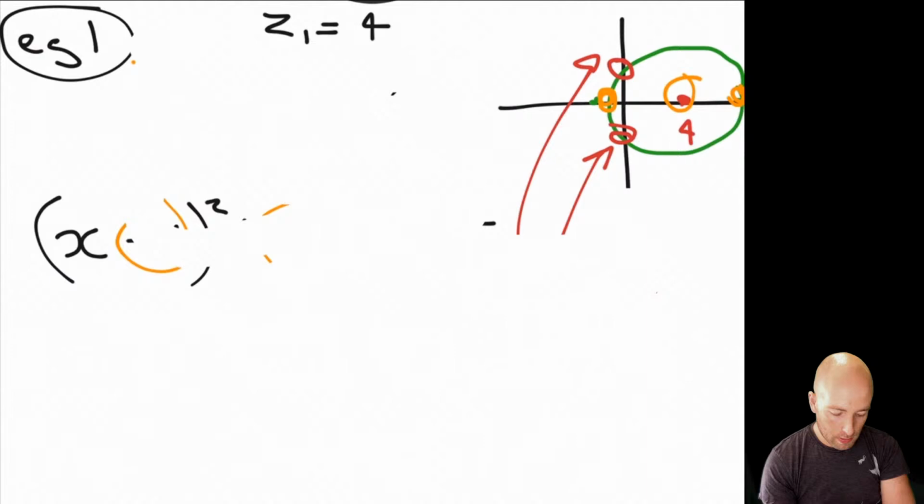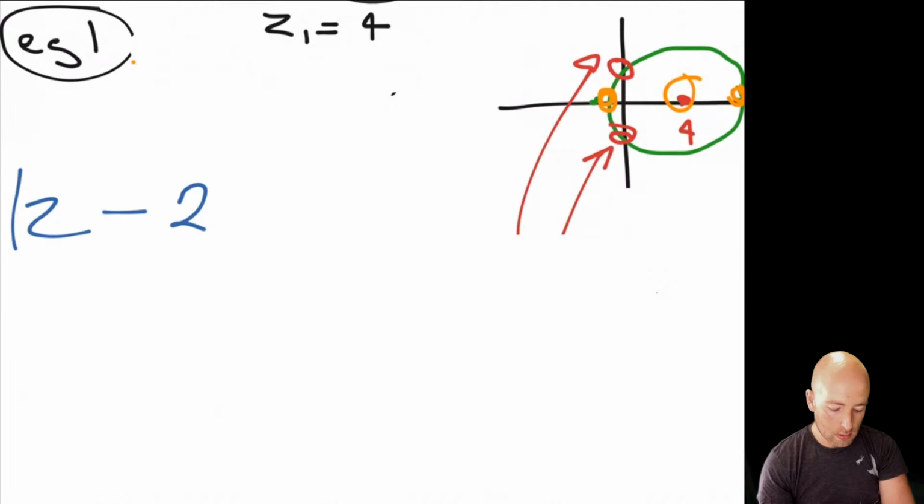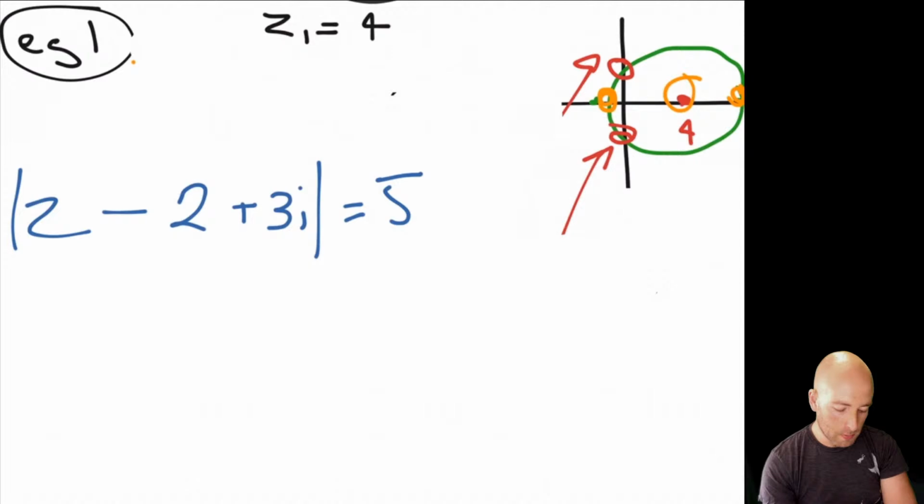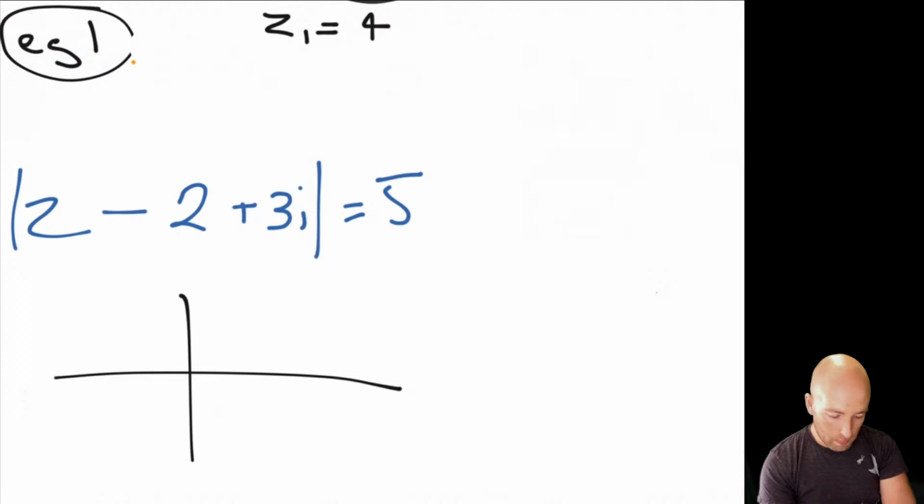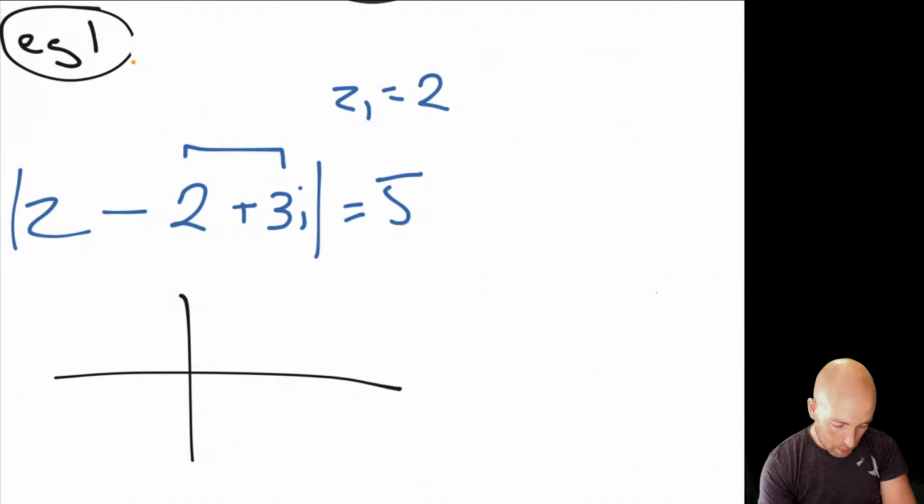If it was the mod of z minus 2 plus 3i equals 5, and I wanted to draw this and come up with a circle equation, well, that tells me that all this stuff here is going to be z1. So z1 in this case will be 2 and then minus 3i.